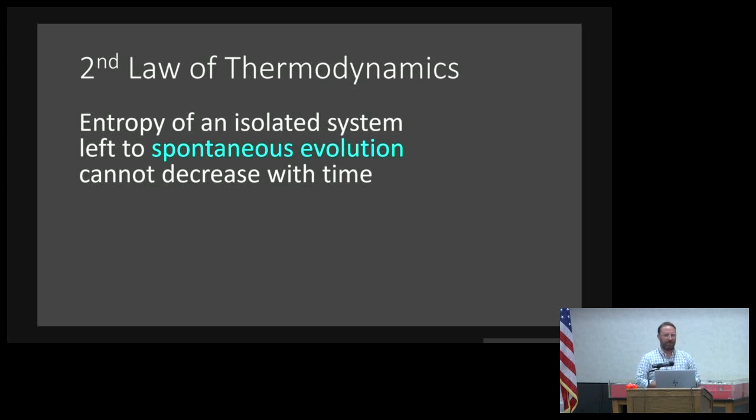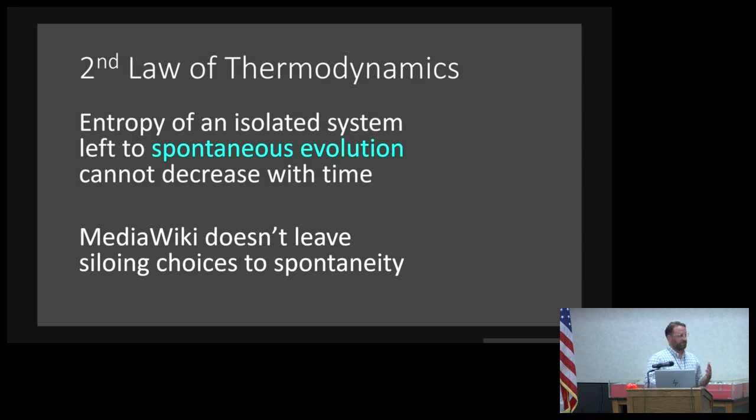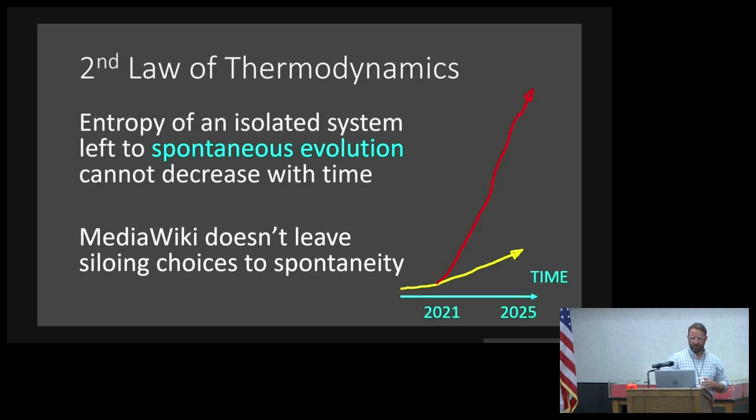So the second law of thermodynamics is: the entropy of an isolated system left to spontaneous evolution cannot decrease with time. And because of that, making that decision up front, we're not leaving it to spontaneity. We've already made the decision. It's not just, right now I've made something and I need to share it. It is, I pick where it goes, and then it's out to everybody that can and should be able to see it. Without that, you get the red line.